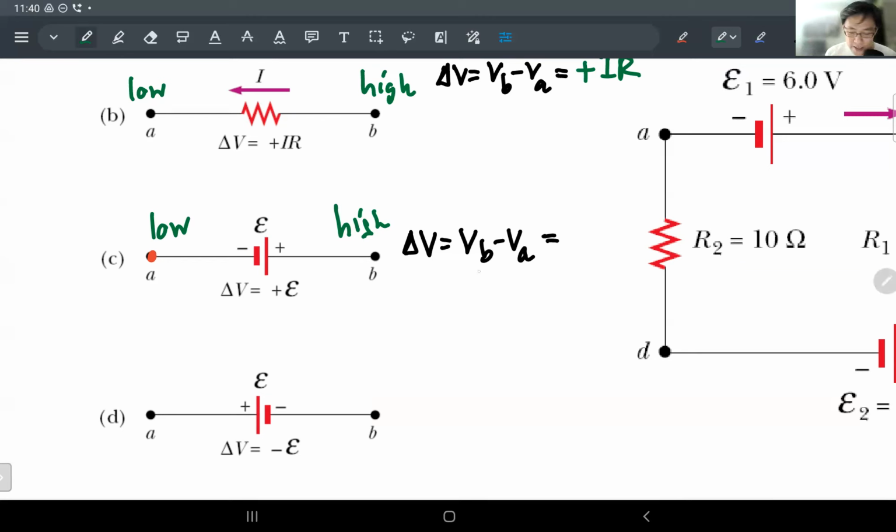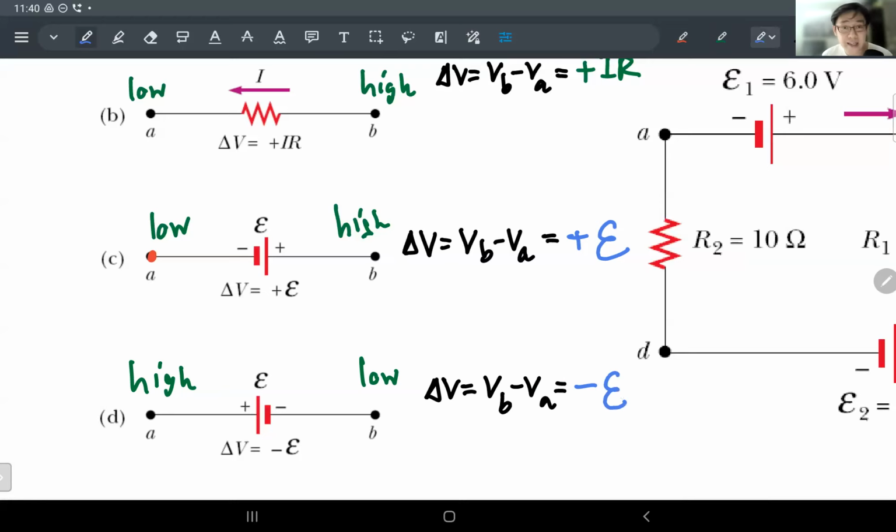Okay, so over here it's going to be positive E. If the source gives you the electromotive force of E, the potential across is going to be positive because from A to B, you're going uphill. You're going to a higher potential. And the opposite scenario is if point A is connected to the positive terminal of the source. So this is going to be high potential and this is going to be low. So the potential difference from A to B is going to be negative E. And that's it, guys. What else can it be? Yeah, you only have this.